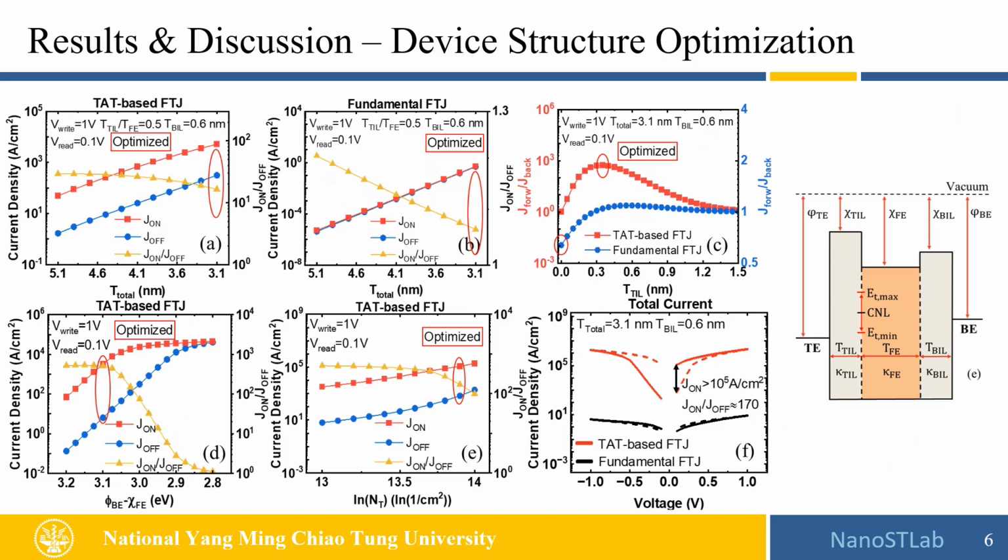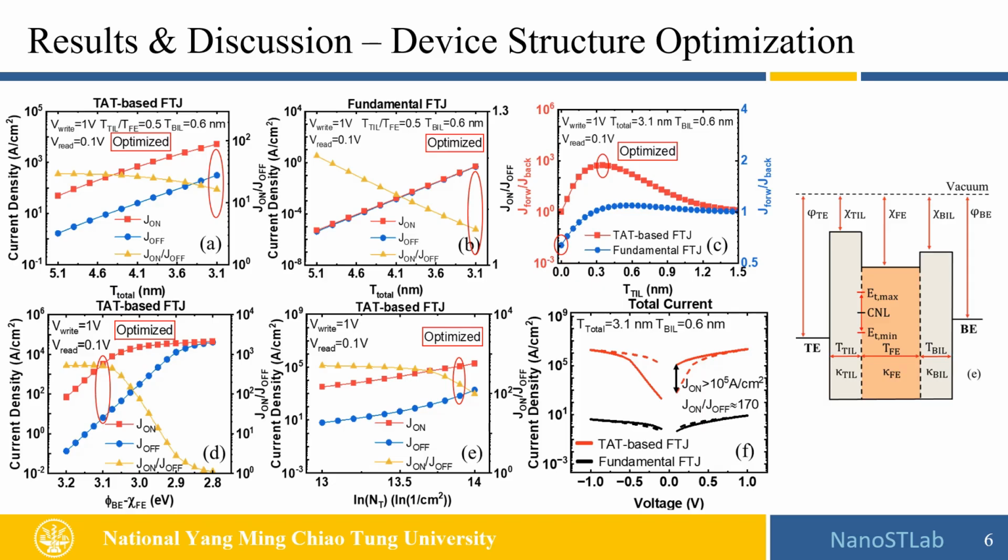Okay, so based on the trap condition optimization, we further do the device structure optimization. In figures A and B, we do the thickness scaling for the TAT-based FTJ and fundamental FTJ, and you can see that the on-current density can be increased while the on/off ratio would degrade. So in figure C, we do the on/off ratio optimization by modulating the thickness ratio between TL and FE. And because the trap condition optimization point differs between different device structures, we do the trap condition optimization again in figures D, E, and eventually in figure F.